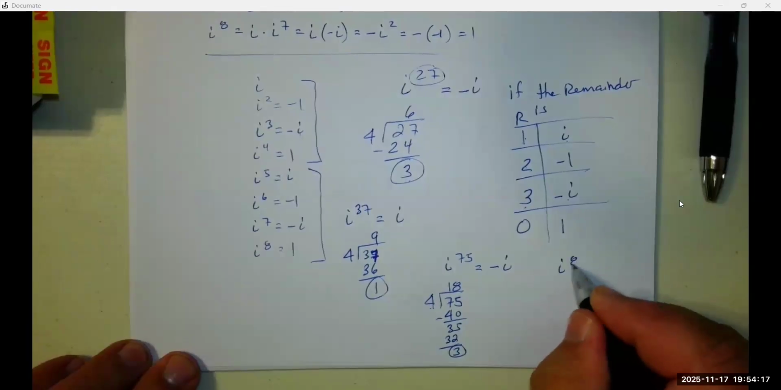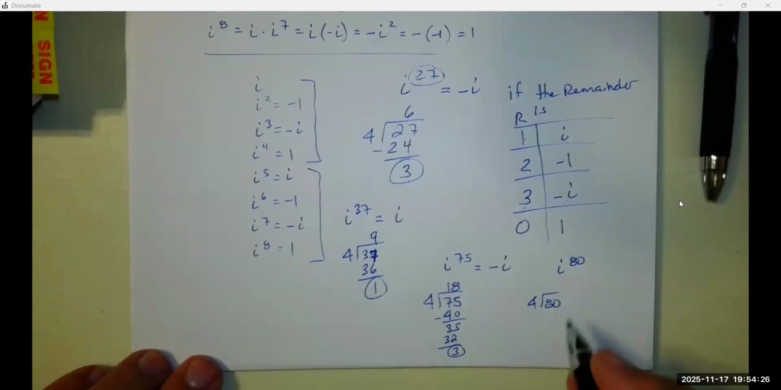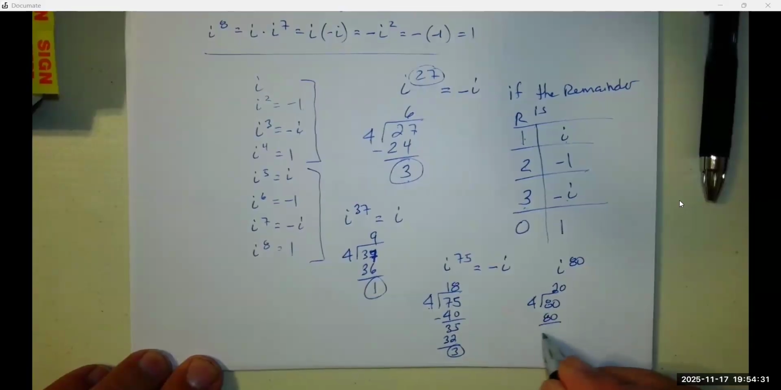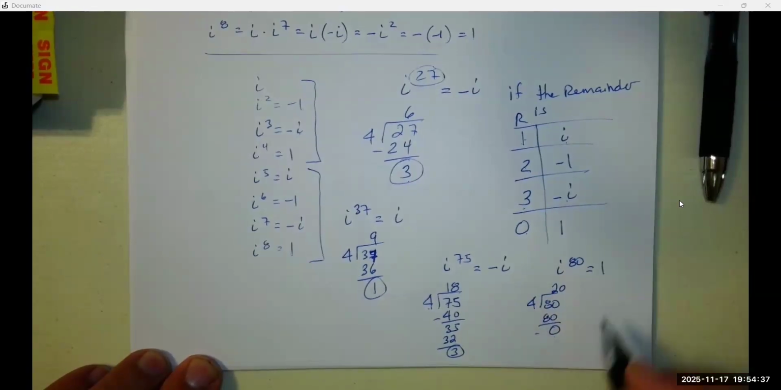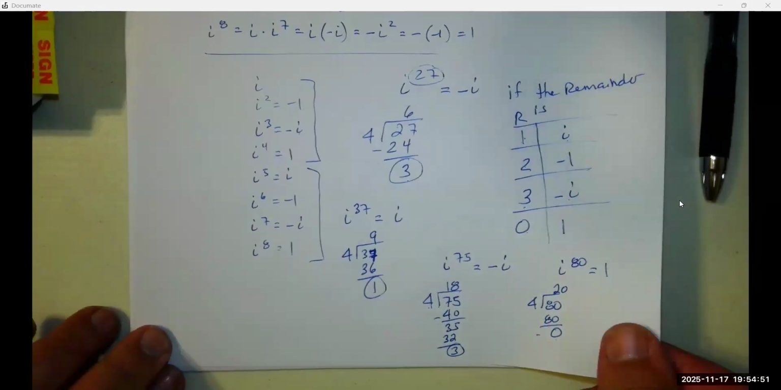We'll do one more. i to the 80. 4 goes into 80 20 times. The remainder is 0. Since the remainder is 0, the answer is 1. We're almost done. All we have left to do is division.